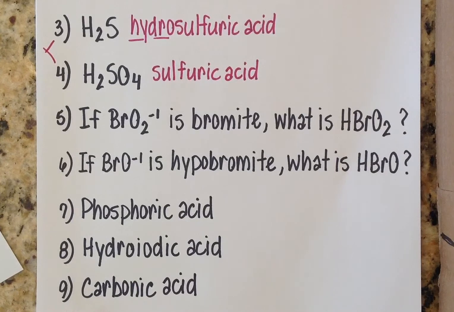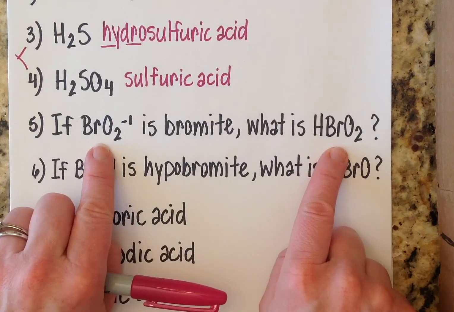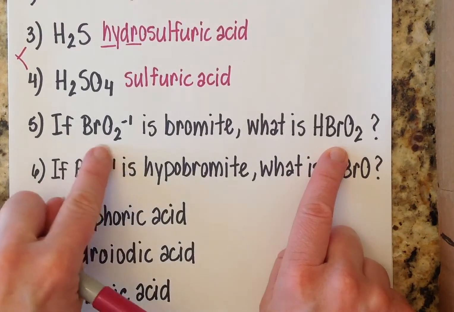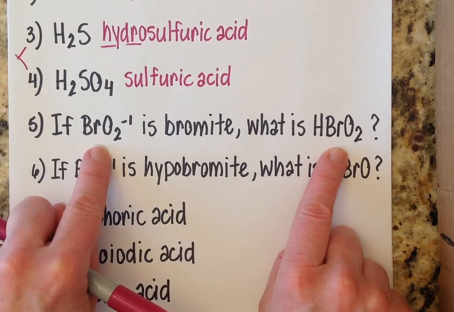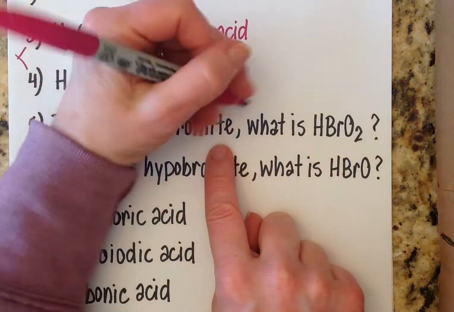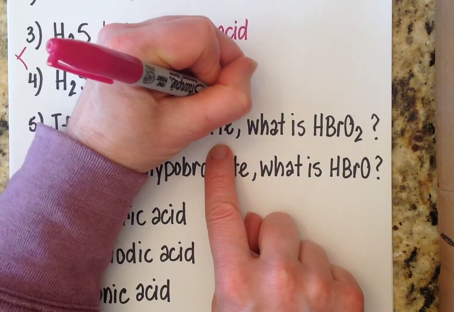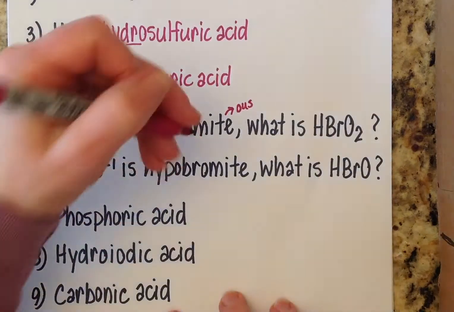If BrO2 negative 1 is bromite, what would HBrO2 be? Well, this is hydronium crisscrossed with a polyatomic ion. My students don't have this one memorized, but if I tell them this is bromite, they know, following the rules, that ite is going to turn into ous, so they would know that this is going to be bromous acid.